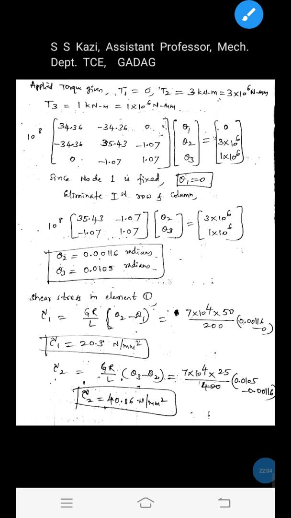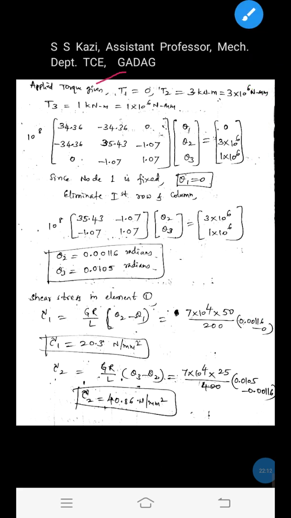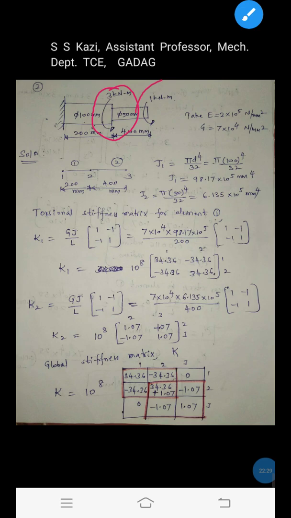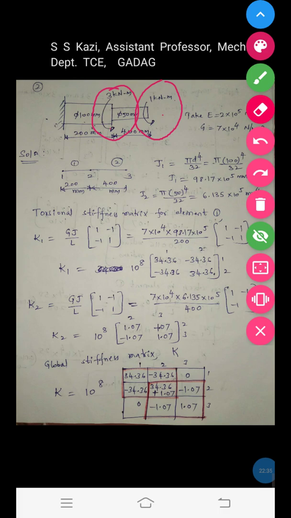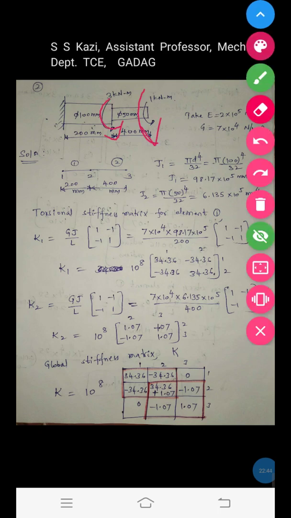Before that, to write the global equilibrium equation, first we will discuss the applied torques. What is the applied torque? Since node 1 is fixed, there is no applied torque there, so T1 is equal to 0. At node 2 there is an applied torque of 3 kilonewton meter, and at node 3, 1 kilonewton meter. Both applied torques are in the same direction, hence I will take them as positive.